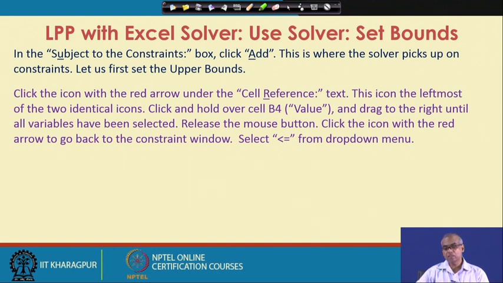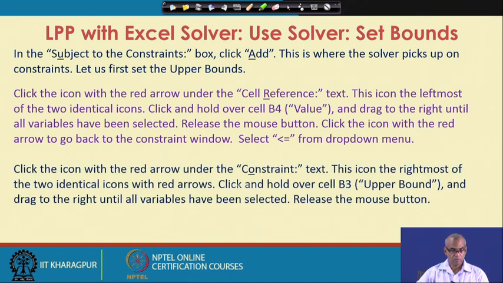Now, you have to indicate whether this is a less or equal to, greater or equal to, or equal to type constant. This is a less or equal to type. So, you select less or equal to from the drop down menu. Click the icon with the red arrow under the constant text. This icon is the rightmost of the two identical icons with red arrows. Click and hold over cell B3, that is the row with the upper bound, and drag to the right until all variables have been selected. Release the mouse button.